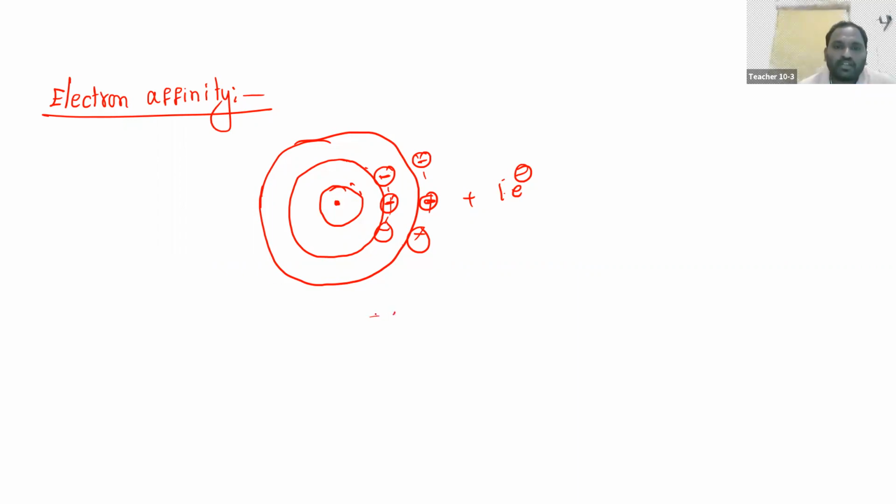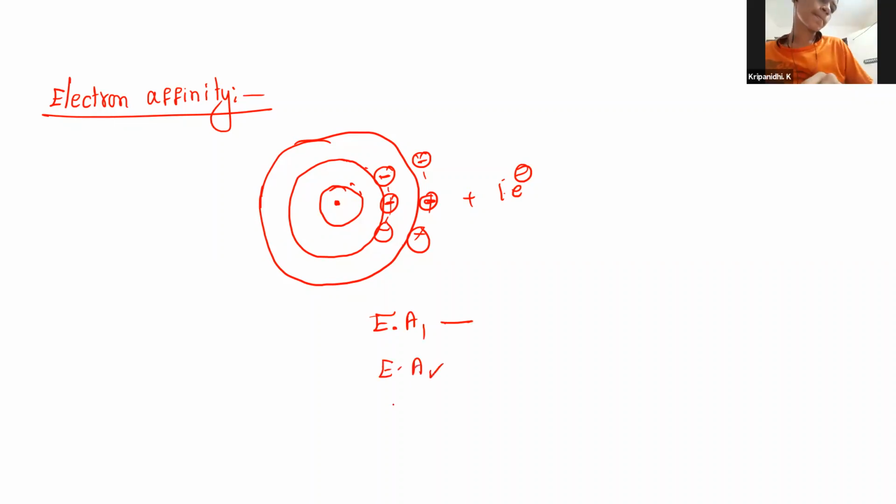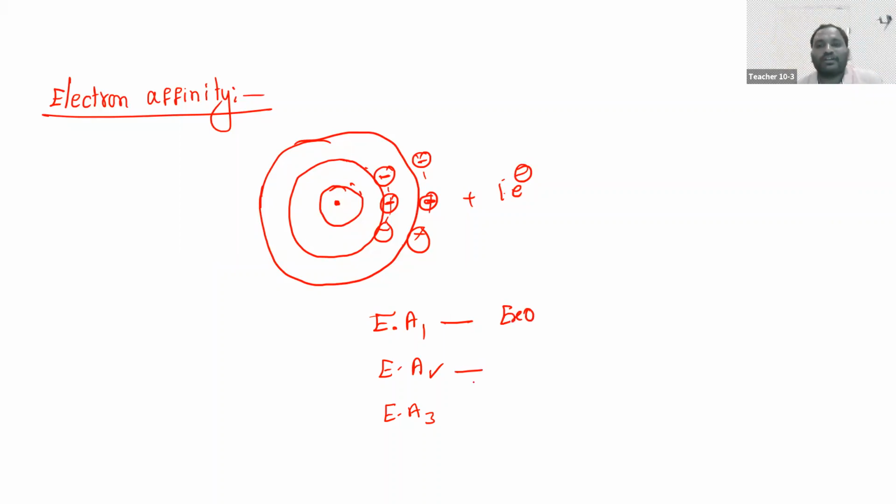Now, is electron affinity an exothermic or endothermic process, students? Danish, correct answer. Tanmay, correct answer. It is an exothermic process. Energy is releasing, right? So it is an exothermic process. But EA2, EA3: only EA1 is exothermic. The rest are all endothermic processes.